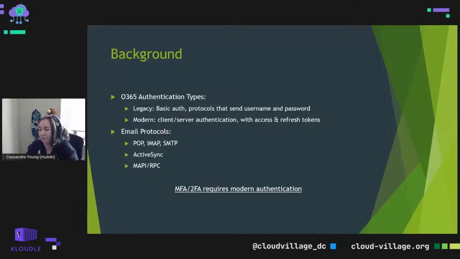And then we also have some email protocols that may be familiar to people. POP, IMAP, SMTP are all legacy authentication protocols, although there is support for modern being built into them. The second one, ActiveSync, is going to be the most important one here. And then there are other ones like MAPI, RPC, and these are used for services like Microsoft Outlook.